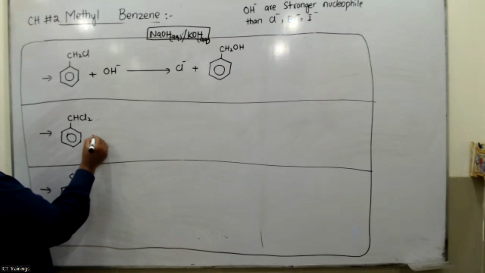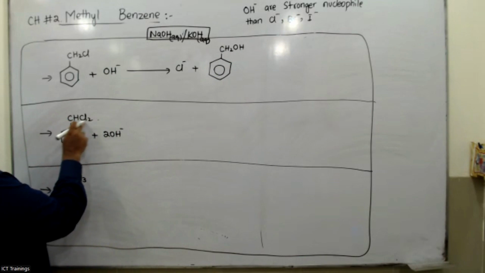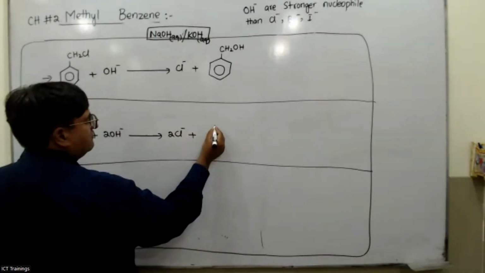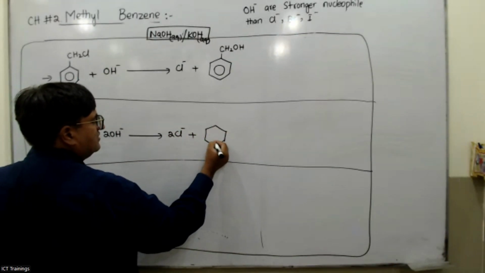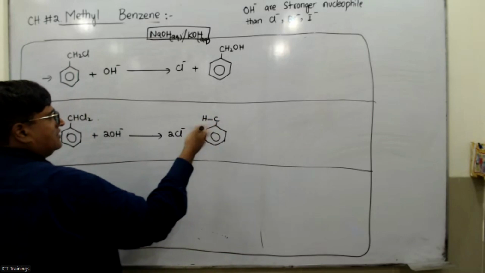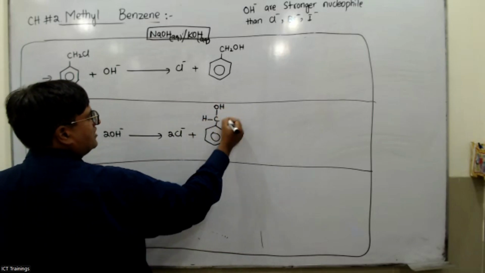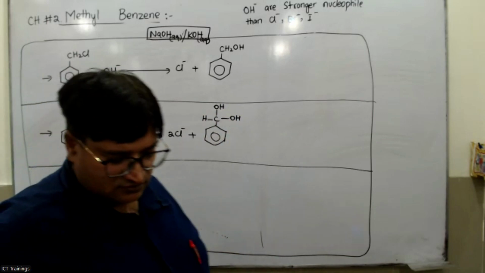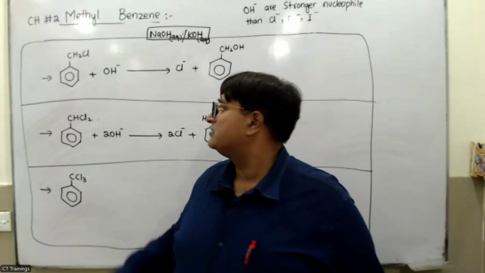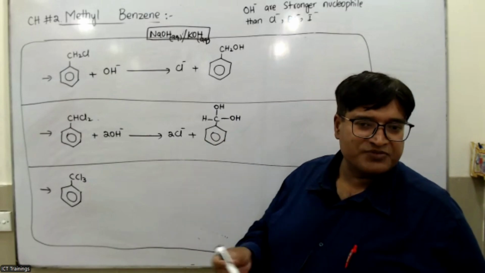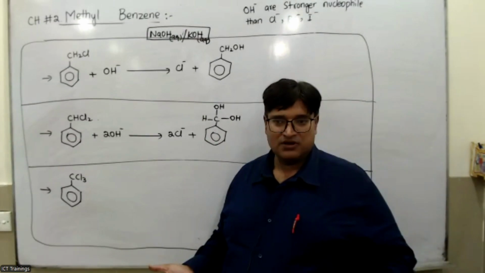Now come up here. Here we have two chlorines. So two OH minus are going to replace these two chlorines. Two chloride ions would come out, and what you will get? This is benzene, this is carbon, and it has one hydrogen. So I'm going to display all these things. This is OH and this is OH. This is being formed. Now one thing here: keep in mind, if two OH groups are attached to one carbon, that is unstable.